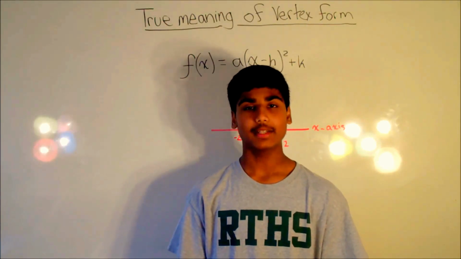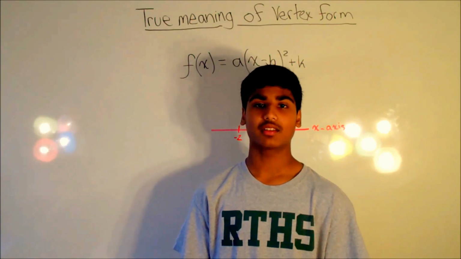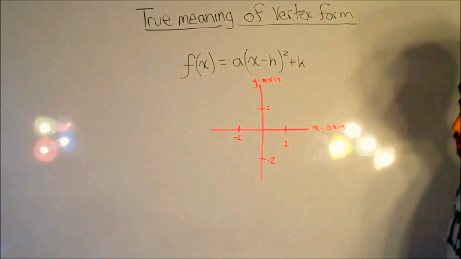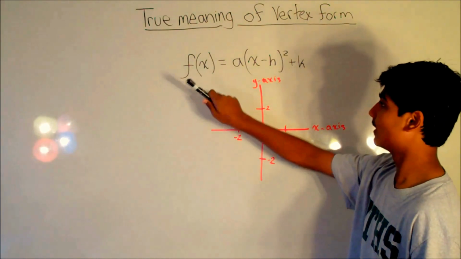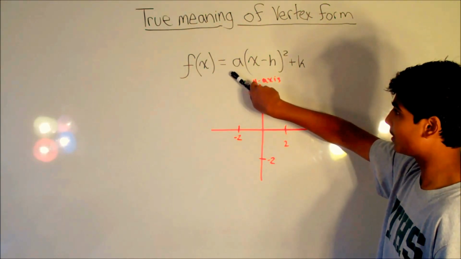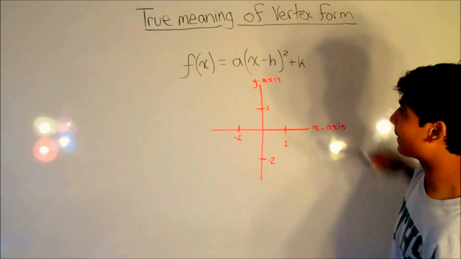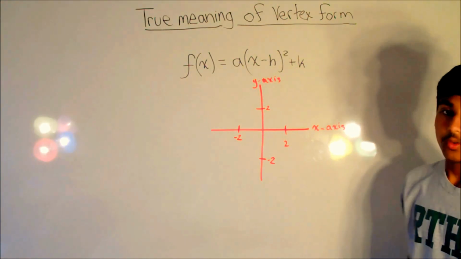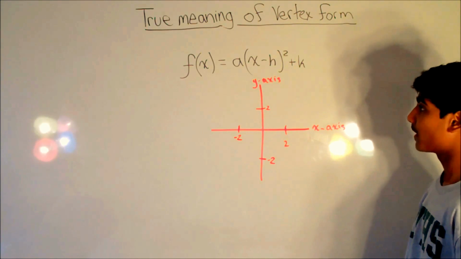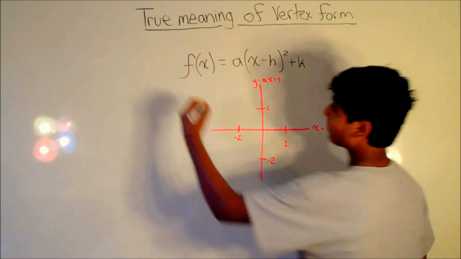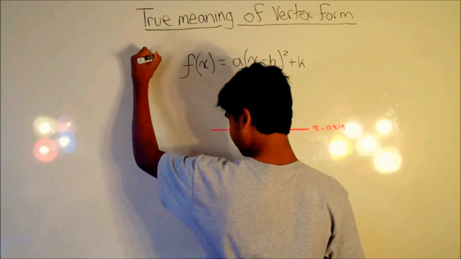Hi, today we're going to learn about the true meaning of the vertex form. Now, the vertex form looks like this: f of x is equal to a times (x minus h) squared plus k. Now, what do each of the variables mean? f of x could also be considered as y, so I'm going to put y to the side.